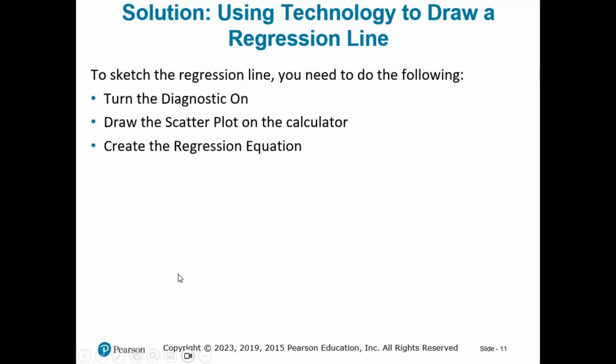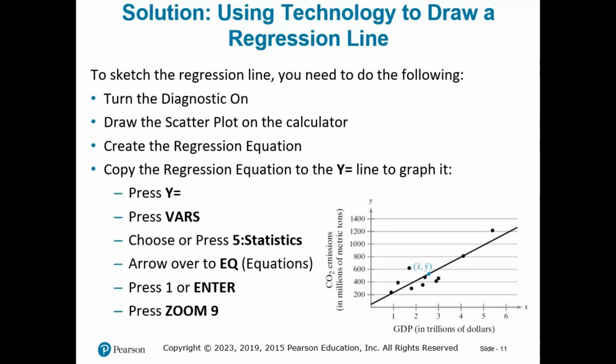Now we get to the part where we're adding the regression equation. We have to add the equation to the Y line so the calculator knows to graph it. We do this by pressing Y equals, then pressing the Vars button, then choose or press the 5 Statistics selection, then arrow over to the equations or EQ menu, then press 1 or enter, and lastly press Zoom 9, and it should graph the regression line through the middle of the points. Cool, right?